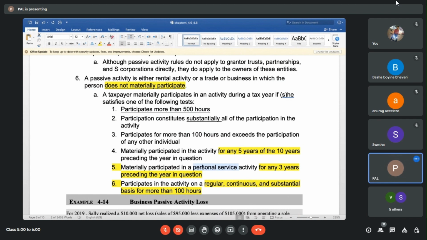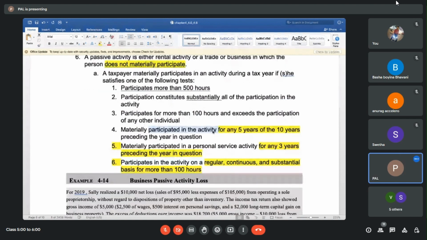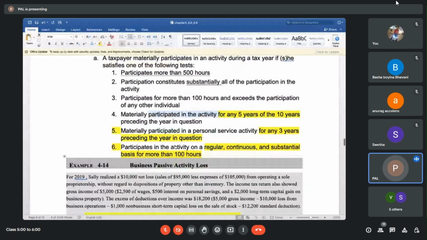Personal service activity would be mostly consulting, contracting, advisory, one of those kinds of things. It could be any trading business. It could be just buying and selling something, or getting goods from some place, storing them here and then selling them in the market. That could be a business thing. And the other thing is that participation is done on a regular, continuous, substantial basis for more than 100 hours. If any of those conditions are satisfied, we can comfortably say, okay.